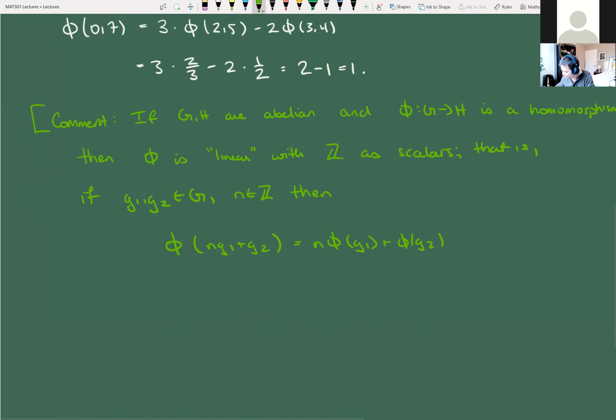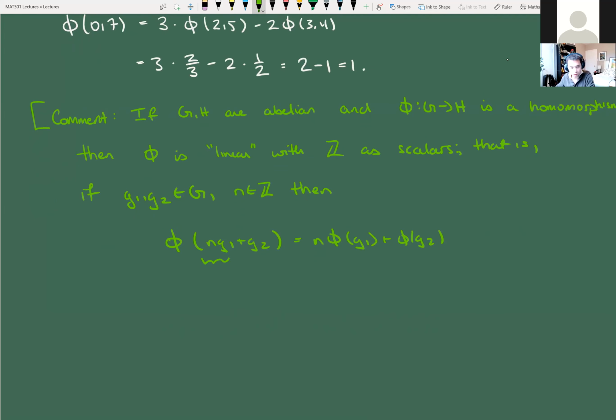And again, we understand here that when I write nG1, what I mean is G1 added to itself n times, right? But that's what that means in the real numbers too. And frankly, in a vector space, as long as it's an integer, that's what I mean by that. Same thing over here, this is phi of G1 plus phi of G1, n times. Okay, so that's kind of a cool thing that I think is definitely worth keeping in mind.